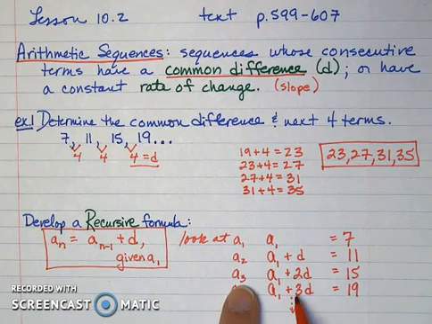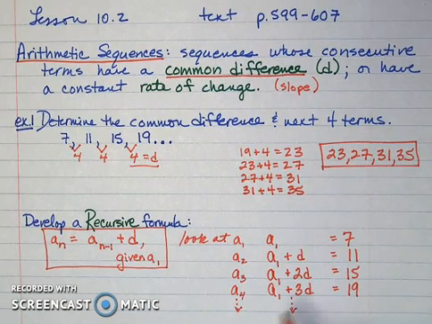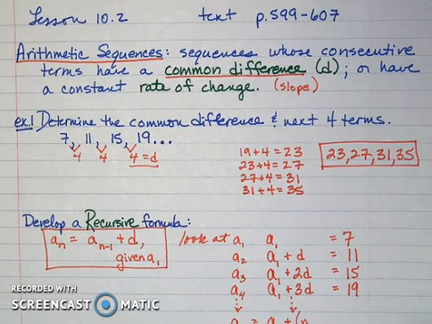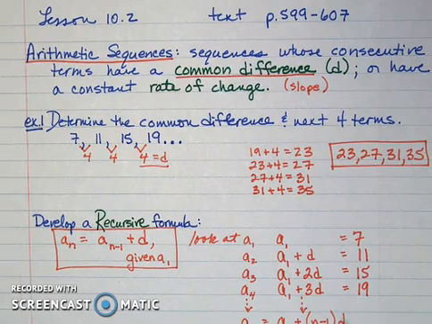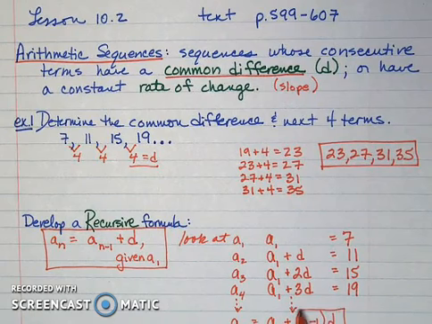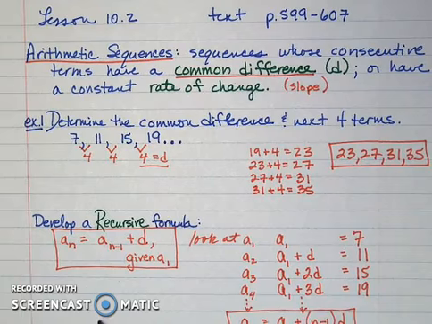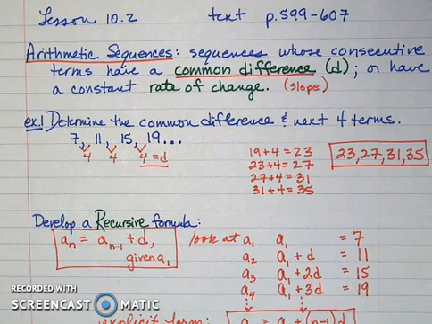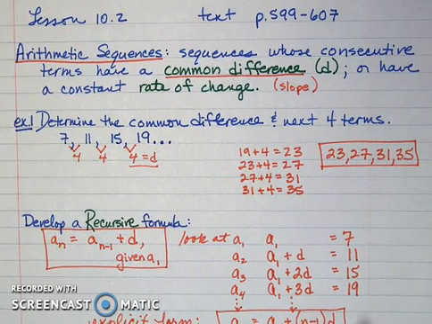So we can come up with a formula here that says the nth term is going to be a sub 1 plus the term number, the n, minus 1, times D. That is our explicit formula for the arithmetic sequence. Now, let me scoot that up a little bit.